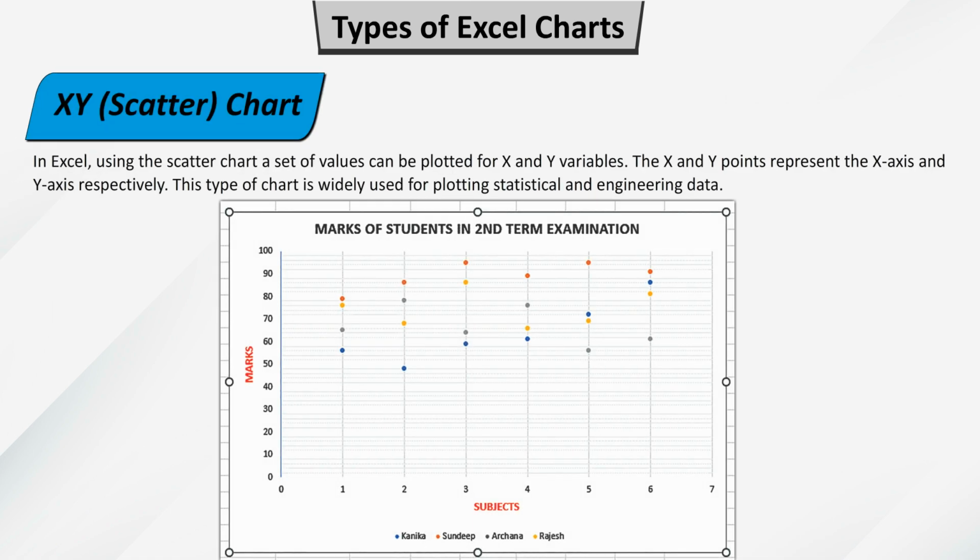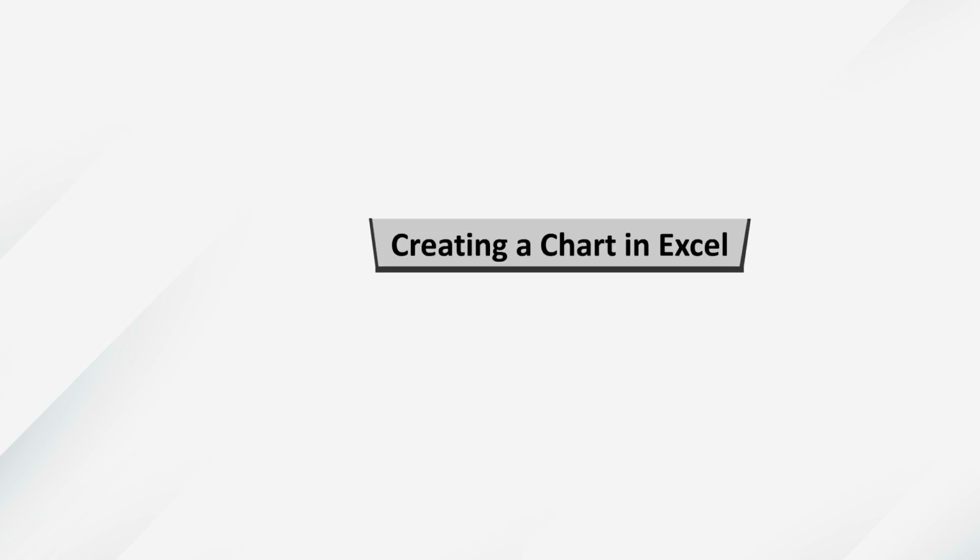XY scatter chart. In Excel, using the scatter chart, a set of values can be plotted for x and y variables. The x and y points represent the x-axis and y-axis respectively. This type of chart is widely used for plotting statistical and engineering data.